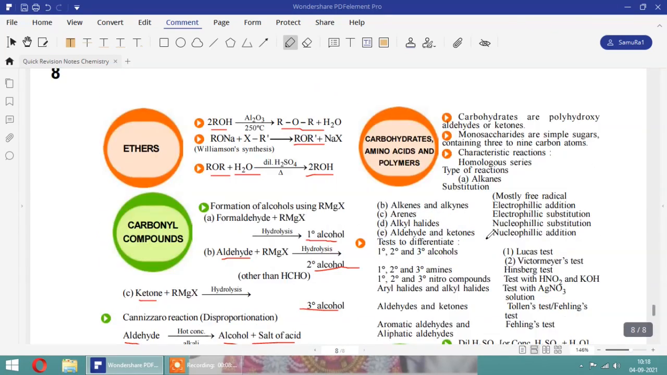Carbohydrates, amino acids and polymers. Carbohydrates are polyhydroxy aldehydes and ketones. Monosaccharides are simple sugars containing 3 to 9 carbon atoms.